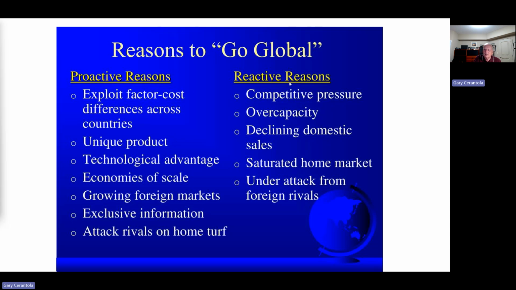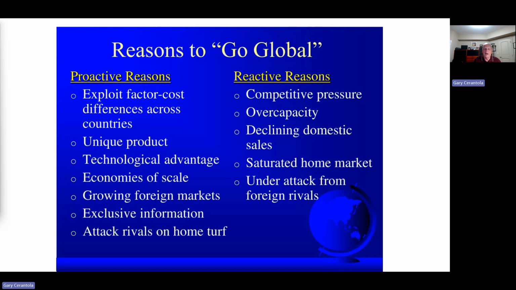But then there's reactive reasons, competitive pressures. You just have to go to the grocery store here in Red Deer and take a look at what's on the shelves, and there's all kinds of foreign products on those shelves. So they're there competing with local products. So sometimes it behooves an organization to go global to find out, how are they gaining any kind of comparative advantage? Or sustained competitive advantage? What is it about that? And by going global, you could learn what they know, and become more competitive.